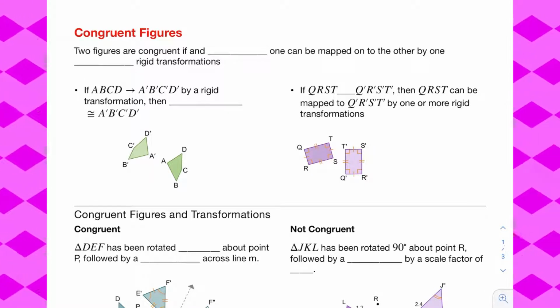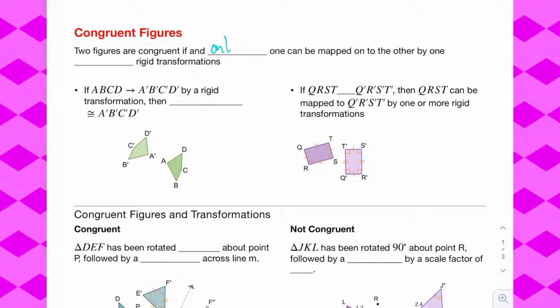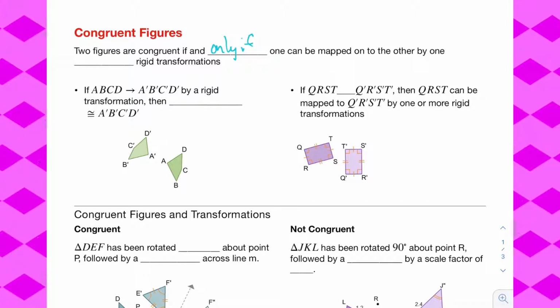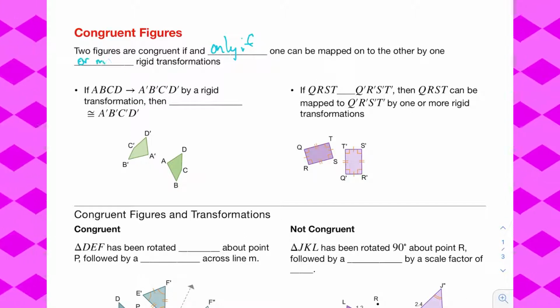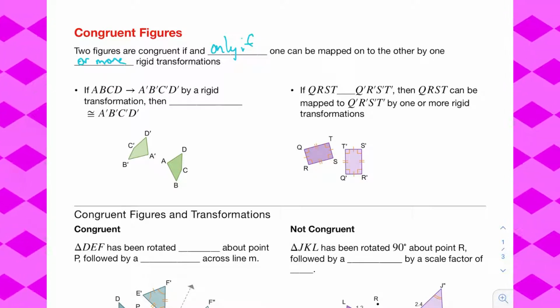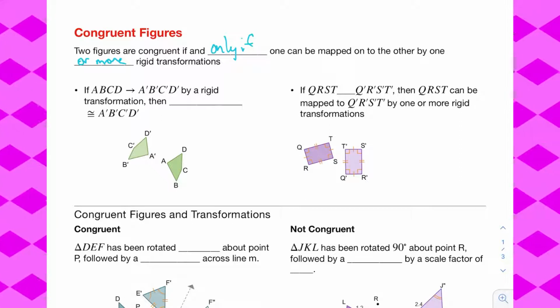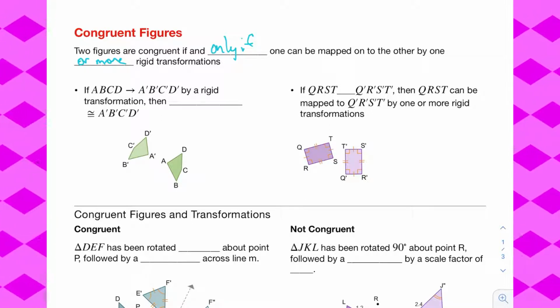Two figures are congruent if and only if one can be mapped onto the other by a sequence of one or more rigid transformations. So this definition works in either way. If the two figures are congruent, then there's a sequence of rigid transformations. Or if there's a sequence of rigid transformations, we know that the figures are congruent.